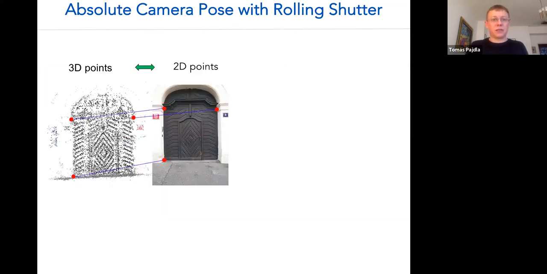So let me first say, what is absolute camera pose with rolling shutter? So this normal camera absolute pose can be illustrated on this figure. We have the structure, which is known. We know the coordinates of these points in some coordinate system in the world. And then we have an image of those points and we perform matching between these points in space and these points in the images. So assuming, for instance, the 3D points have attached descriptors which are previously extracted from images when doing the 3D reconstruction, we can then do this 3D to 2D image matching and find the pose of the camera which sees those points.